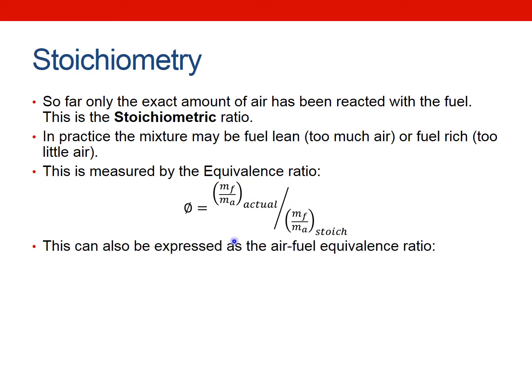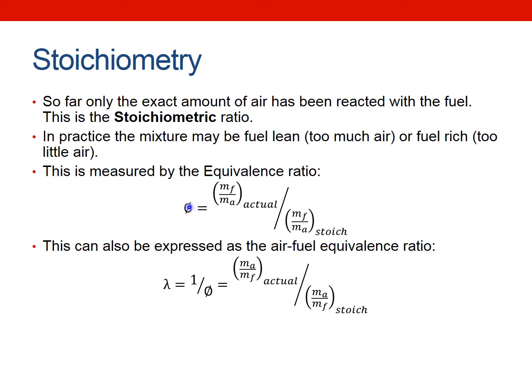But the other way that you can say that is, it can be expressed as the air to fuel equivalence ratio, and this is what you're probably more used to. This is represented by lambda, and it's basically 1 over the fuel to air equivalence ratio. So what you have for this one is the air to fuel ratio that you actually have divided by the air to fuel ratio for your stoichiometric mixture. Now you might see either in the literature.